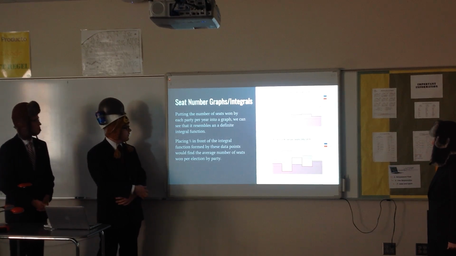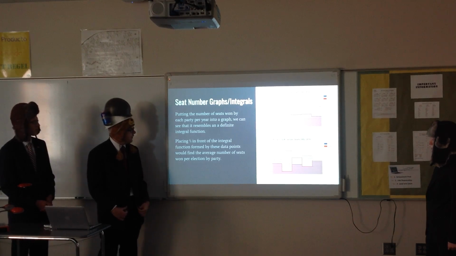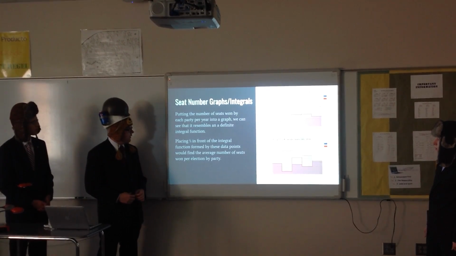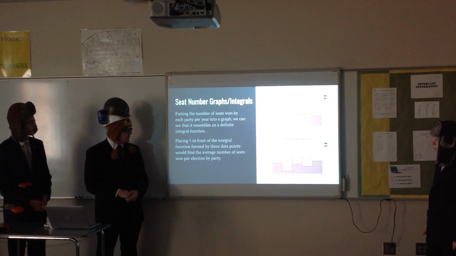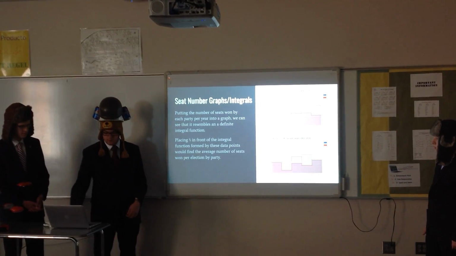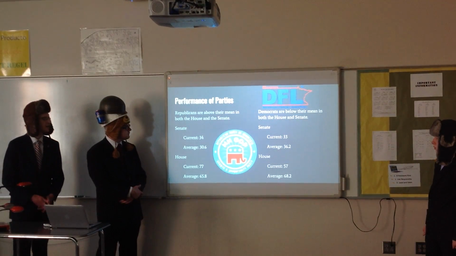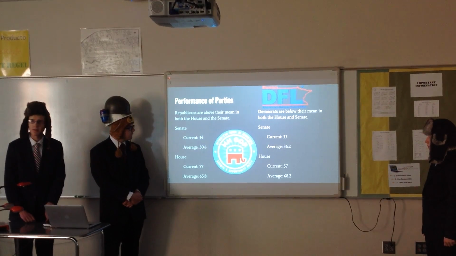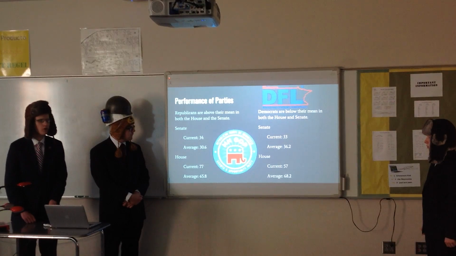So we put the numbers of seats won by each party into a graph, and that kind of looks like an interval. So we decided to integrate it, and then we divided by 5 for the 5 elections, and we use these to find the average number of seats. So then, based on these averages that we found, you can assess what the average performance of the parties is and where they kind of are.